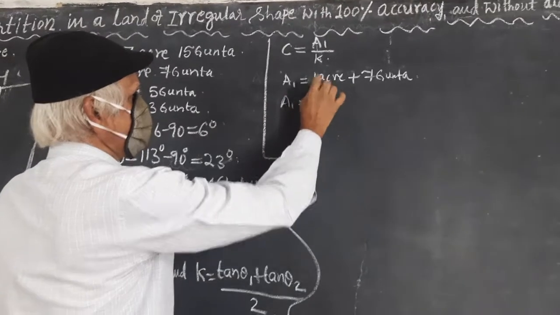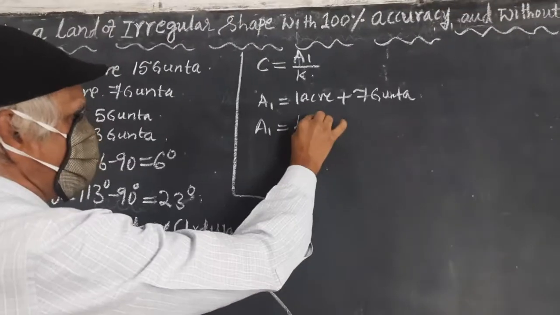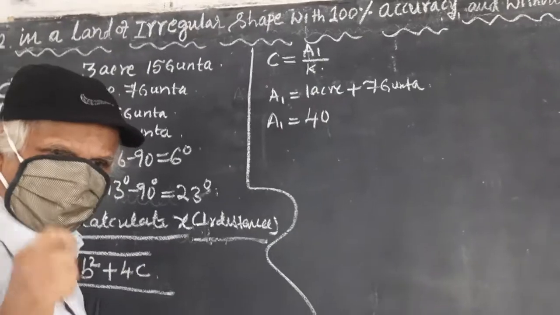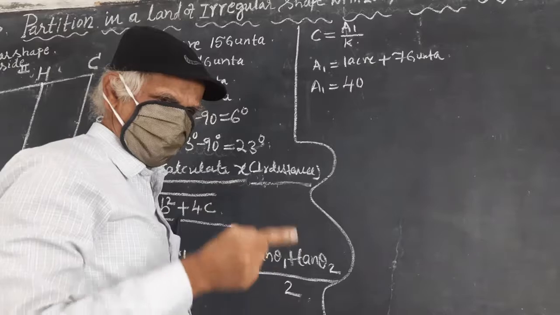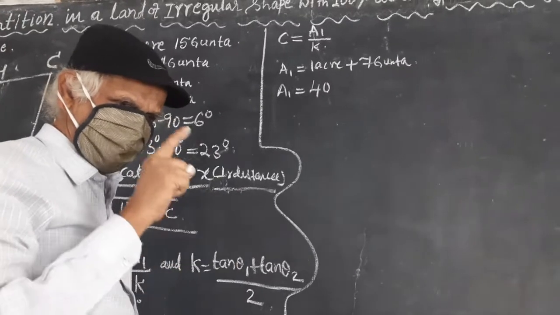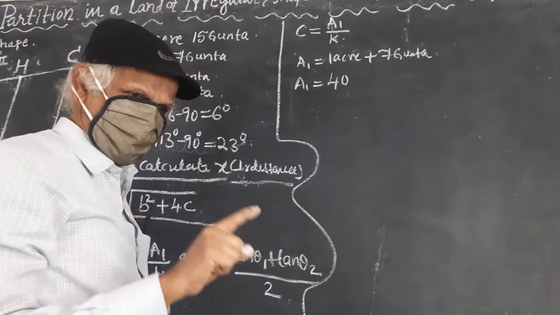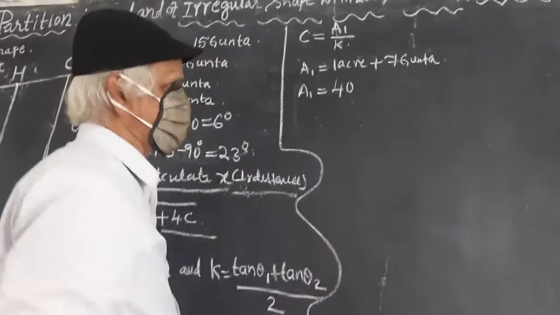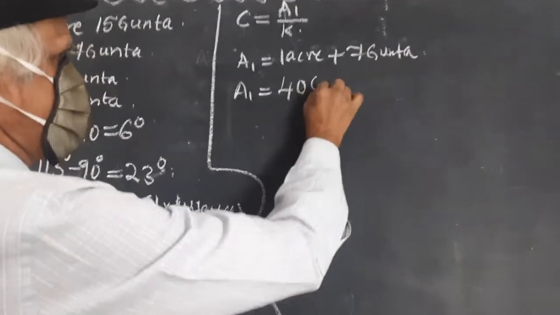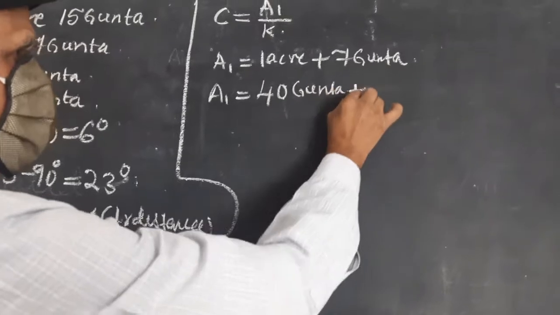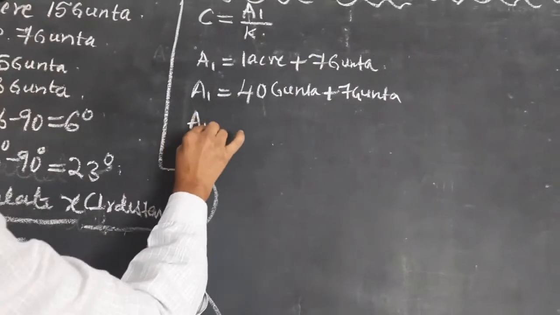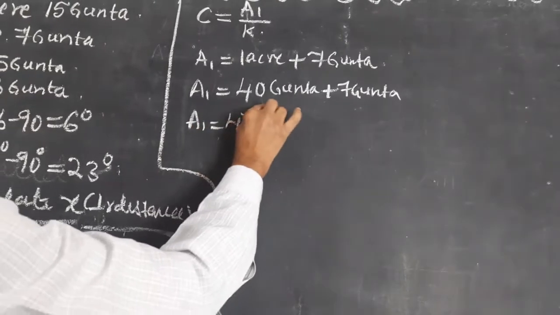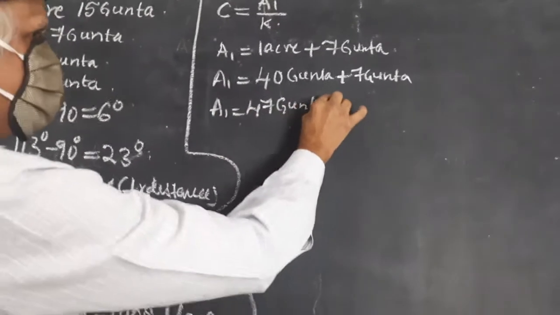So 1 acre means 40 gunta. 1 acre is equal to 40 gunta, where gunta is a unit of area of land. It is a traditional unit. So this is 40 gunta plus 7 gunta, so totally 47 gunta.